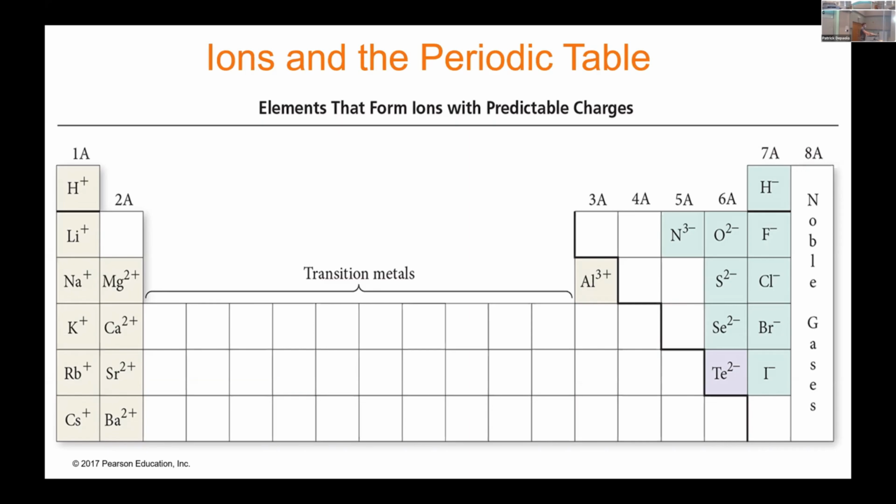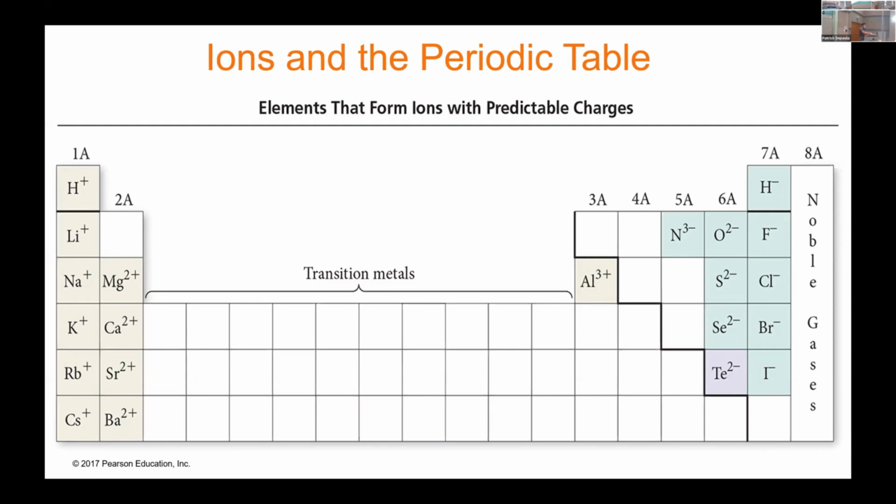Group 2A, +2. Group 3A, you know, every textbook has it different. It's actually aluminum and gallium that have +3. So gallium is right underneath aluminum. That also has +3 all the time. So then you have the halogens. Hydrogen is here. Why is hydrogen there? Because it could be, ignore that. Ignore the hydrogen being there.